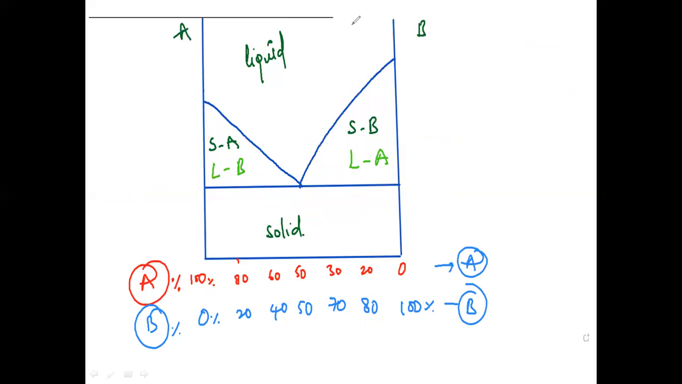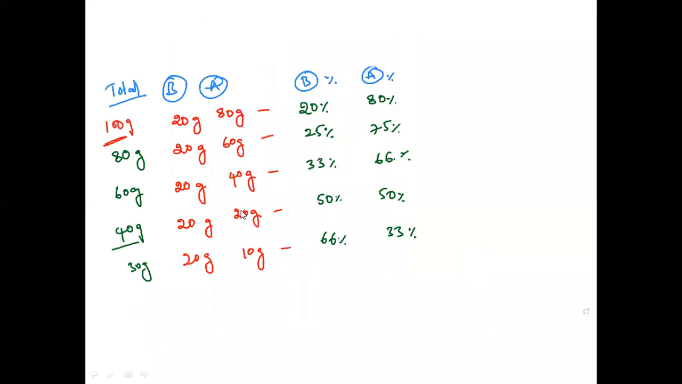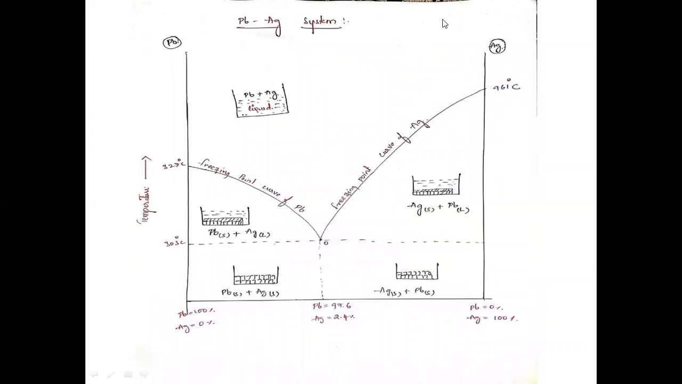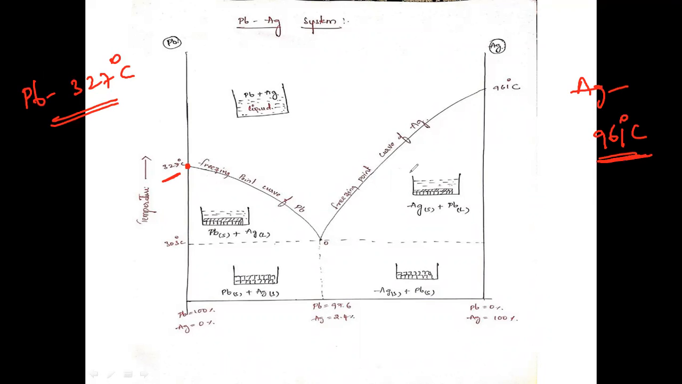Let us now see the phase diagram of this lead-silver system. See here: lead has a melting point or freezing point of 327 degrees Celsius. And this is Ag, silver, which has 961 degrees Celsius. This one is 961, this one is 327. I have to mix these two and make an alloy.